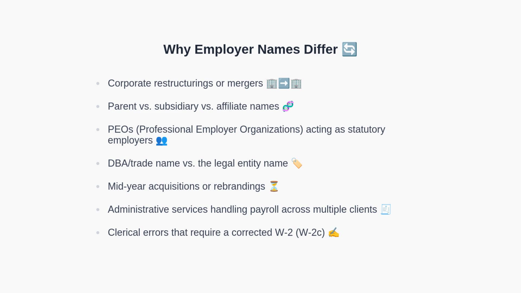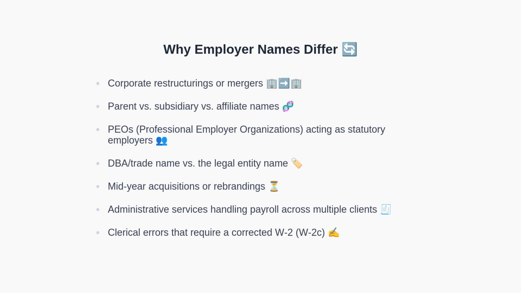Now let's explore why employer names differ. First, corporate restructurings, mergers, or acquisitions can cause a different legal entity to be responsible for payroll and tax reporting. Second, you may be employed by a subsidiary while recognizing the parent brand, or vice versa. Third, many companies use professional employer organizations, or PEOs, which can serve as the statutory employer for payroll and tax remittance across multiple clients. Fourth, your workplace may operate under a trade name, while the W-2 must list the actual legal entity. Fifth, mid-year acquisitions or rebrandings can change the reporting entity without immediately changing the public-facing brand.